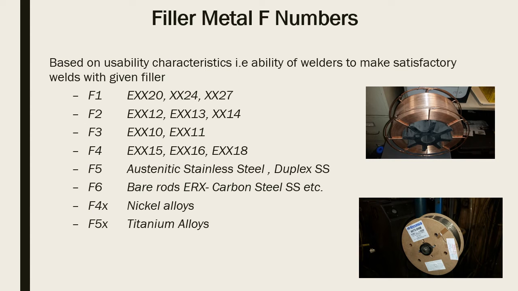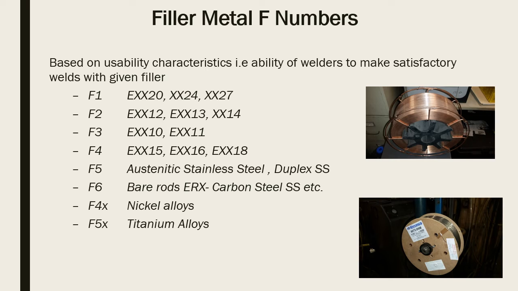Filler metal F numbers. This is a really important one because it's based on the usability characteristics, i.e. the ability of welders to make satisfactory welds with a given filler. So let's go from F5 up. F5 is austenitic stainless steels and duplex stainless steels in the shielded metal arc stick form. Those run completely different than stick welding, shielded metal arc welding, with carbon steel. So they've got their own F number.